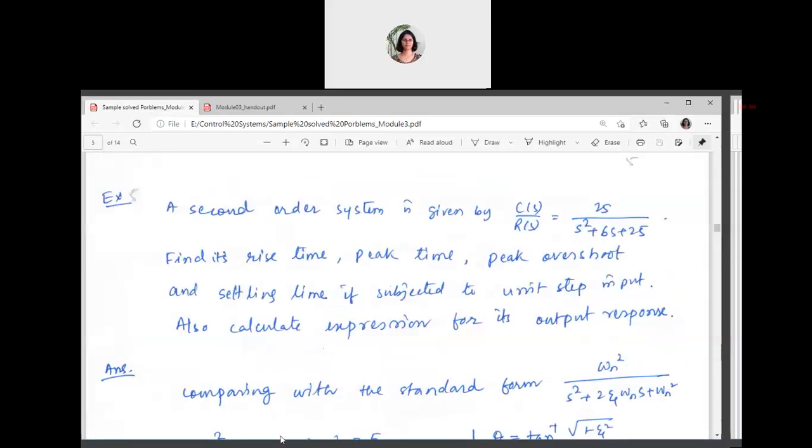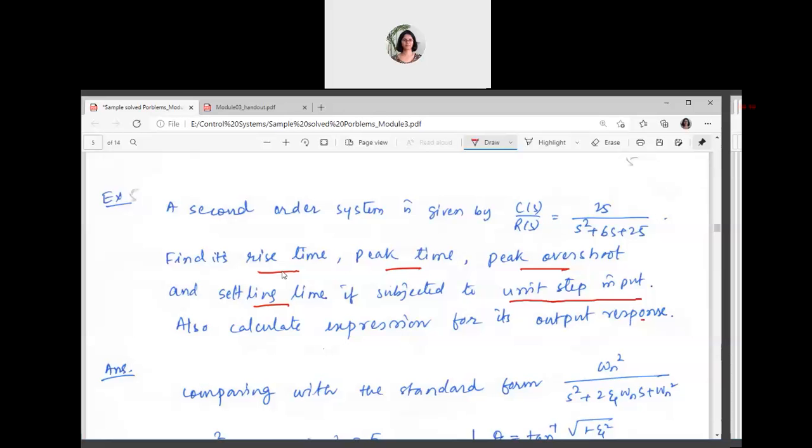Now if I take some problems, a second order system is given by C of s by R of s is equal to this. So this is the transfer function given. We need to calculate the rise time, peak time, peak overshoot and settling time if subjected to unit step input. This is very important for us. If it is not unit step input, we will not be able to use the formula that we have derived. So it has to be unit step input. Also calculate the expression for its output response.